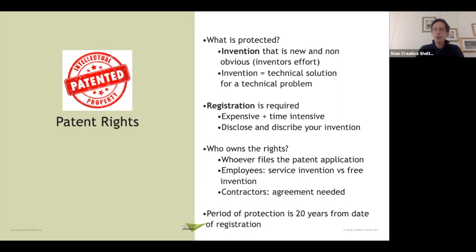But in return, the government wants other people, the civilians, to learn about what you've done. And so you need to disclose exactly how it works, so other people can actually build on that knowledge. And so it's the opposite of the last one, we will see a trade secret. You need to spill every little detail to make it possible for other people to build further on your invention.